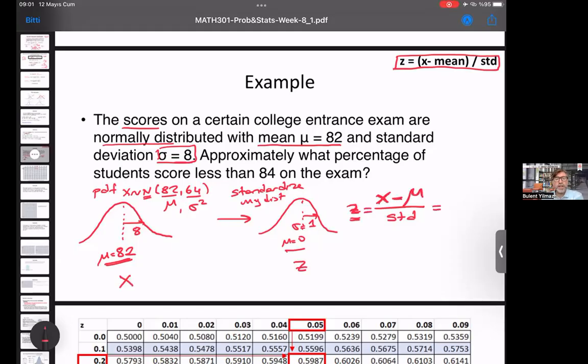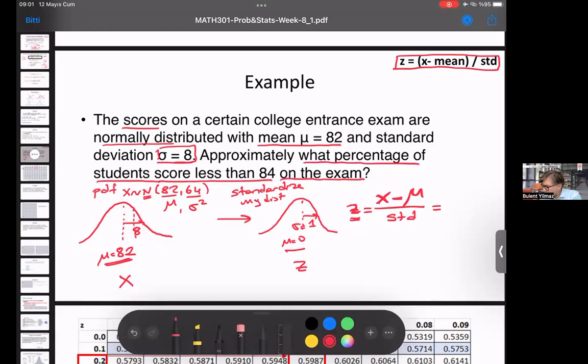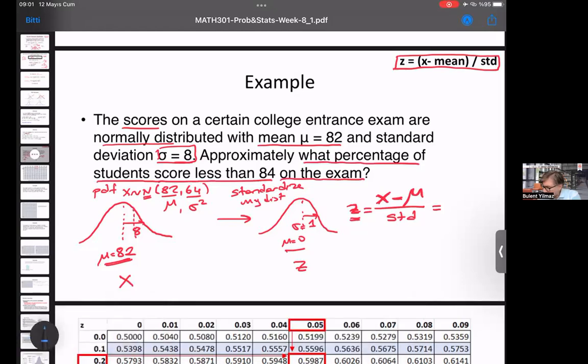So what is the thing that I need to do in such questions? What is being asked in the question: what percentage of the students score less than 84 on the exam? I want to find out the probability of people having a score less than 84. Here is my x-axis.